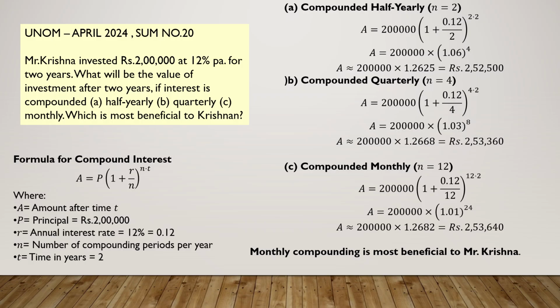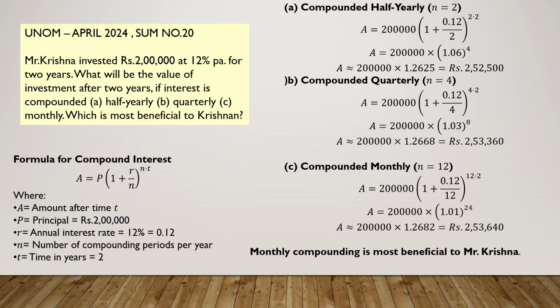Here the question is, Krishna is going to invest rupees 2 lakh at the rate of 12% per annum for 2 years. So R is given and time period is also given, and they are asking if the interest is being compounded half yearly, quarterly, then which is more beneficial to him. And the formula for finding the compound interest is A is equal to, that is amount is equal to principal amount into 1 plus R by N to the power of N into T. So there is a dot between N and T, which means N multiplied by T.